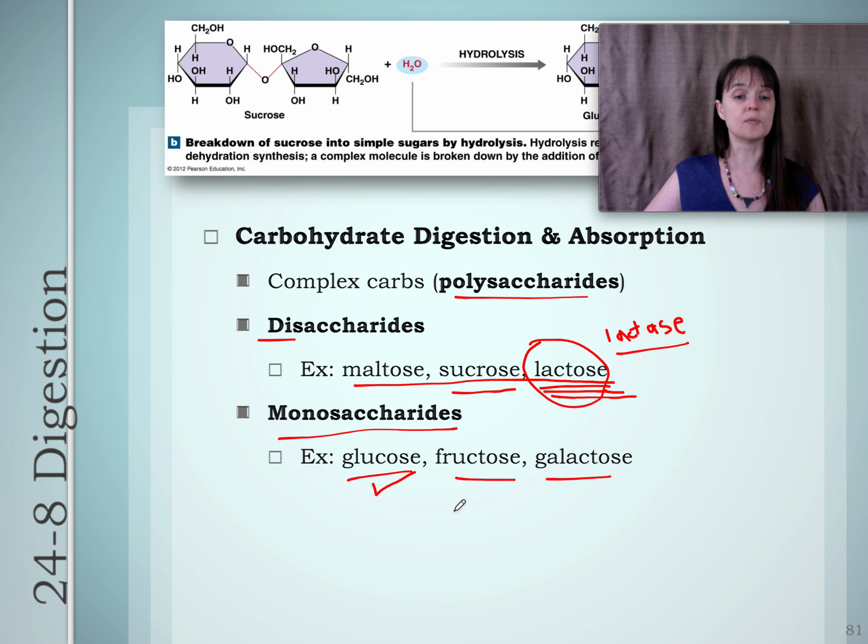Glucose is the main energy source in the body, and your brain only uses glucose. Although your liver can make new glucose, gluconeogenesis, so you're not required to eat sugar, sucrose, to make glucose. And then galactose is part of the lactose.